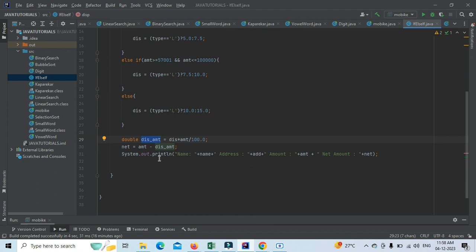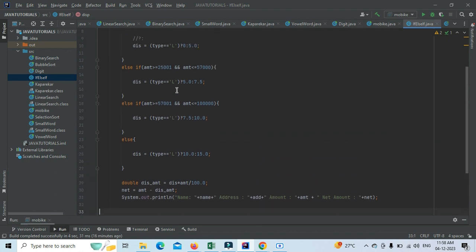Now to calculate the net amount, net is always the amount minus the discounted amount. If we subtract the discounted amount from the amount of purchase, then the net amount is that particular sum that we have to pay to the shopkeeper, right? So amount minus the discounted amount gives us the net amount. And then after successfully calculating all this, we have printed the name, the address, the amount, and the net amount also. So this was our implementation.